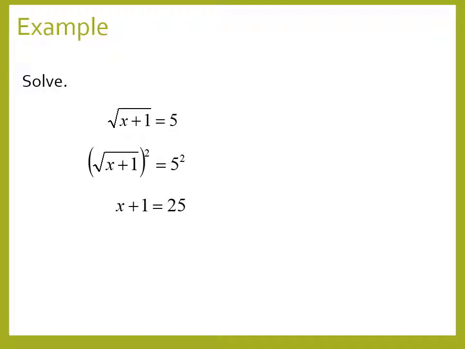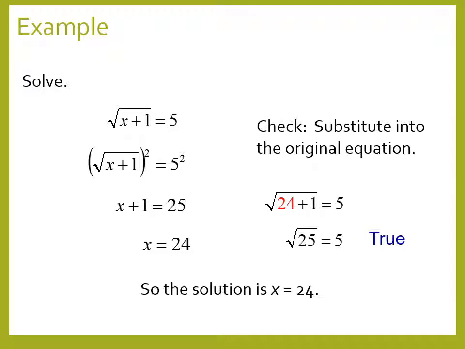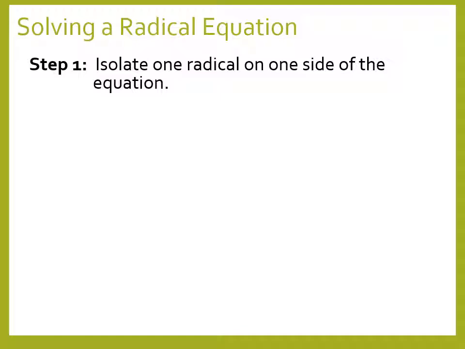And then I'm just going to subtract 1, and so I get x equals 24. I can check and make sure that it works. So I'm going to plug in 24. I said 21, I'm sorry. 24 plus 1 is 25, and the square root of 25 equals 5, and that's what I got. Ta-da! It's true. I'm so smart. You're so smart too. Okay, so the solution is x equals 24.